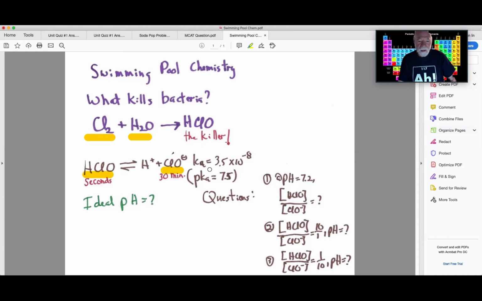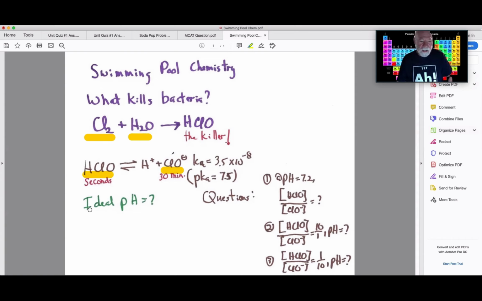Now, I've given you the Ka for this weak acid, 3.5 times 10 to the minus 8. I've also given you its pKa. Let me see if I did it correctly. So Ka is 3.5 E minus 8. So what's pKa again? Oh yeah, I take the log of it and change the sign. So I get 7.455. Yeah, 7.5. Okay, I got a question for everybody.